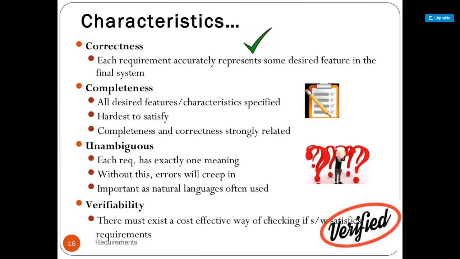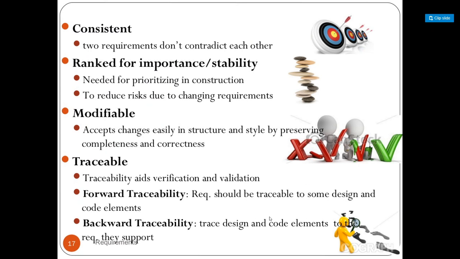Unambiguous in the sense that there should not be a dilemma. Whatever the specification or the problem is, the solution for that should be one single answer. Okay, it's like one question, one answer. There cannot be two answers. So that is unambiguous. And verifiability: there must exist a cost effective way of checking if the requirements are satisfied or not. Usually it is testing, or you ask the clients to work on the software and give feedback, and verify whether whatever was needed is done or not.